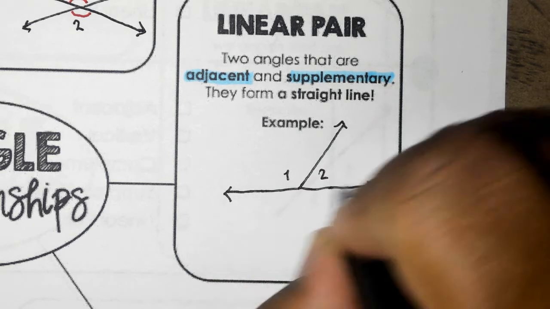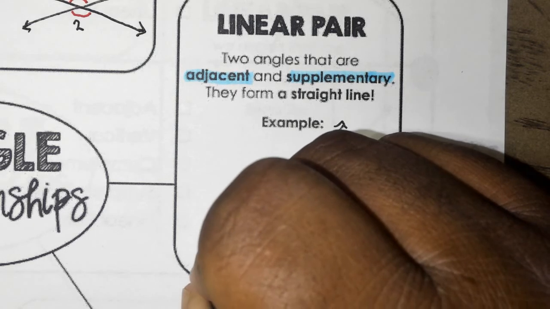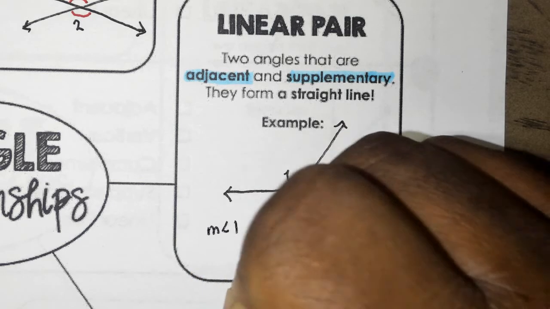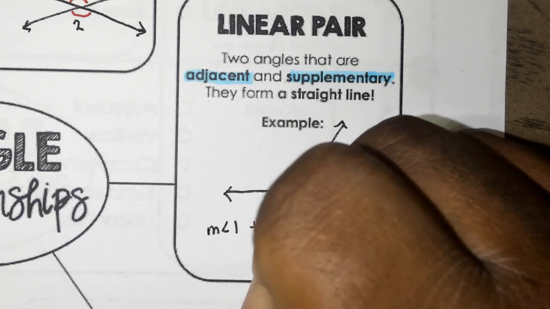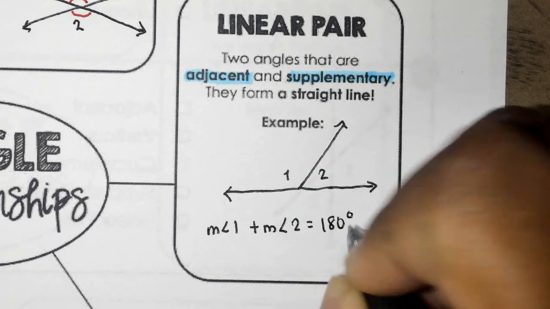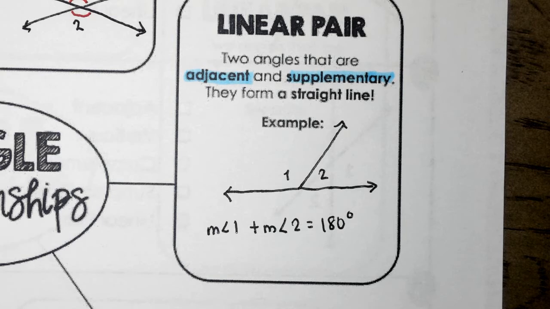And the other thing, since I know this is a linear pair, I could write an expression based on this. I could say the measure of angle 1 plus the measure of angle 2 equals 180 degrees. That's going to help us later too.